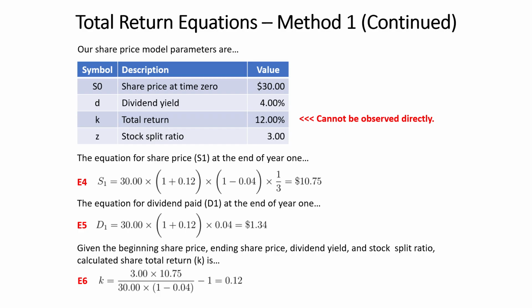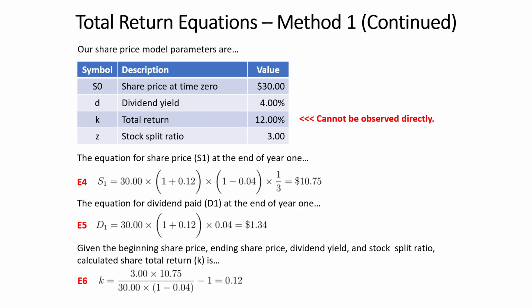When we took a look at the introduction, dividend yield has been coming down over time. It averages 4%, but lately the dividend yields have been approximately 2%, but we'll use 4% here. Total return is a small k. We'll assume that's 12%. And remember that the total return cannot be observed in the market. So in other words, I can observe the share price, I can observe the dividend yield, I can observe the stock split ratio, but I can't observe total returns, and that's why we have to calculate it.